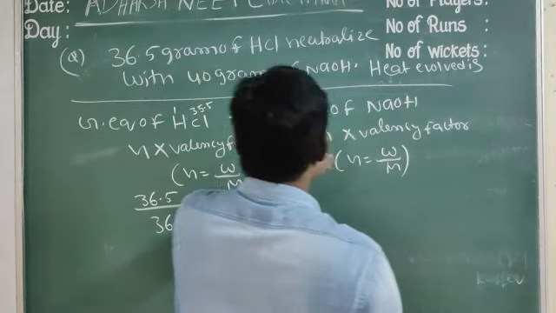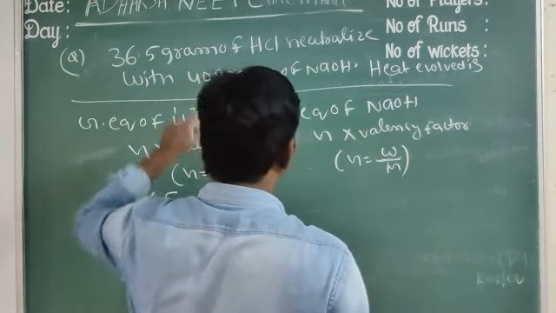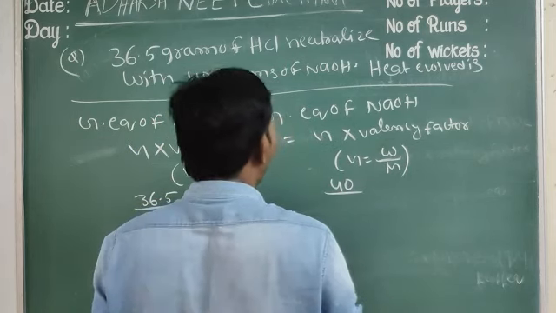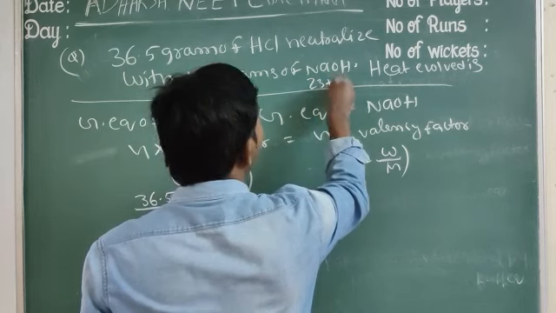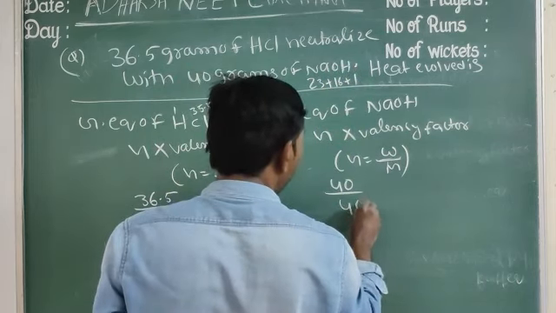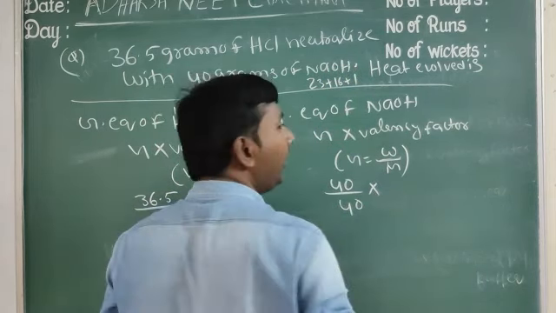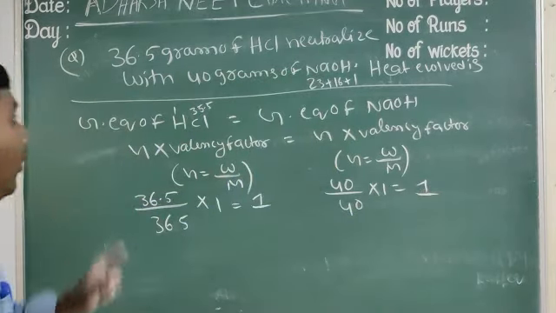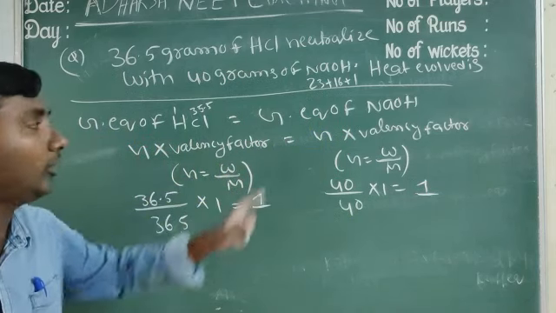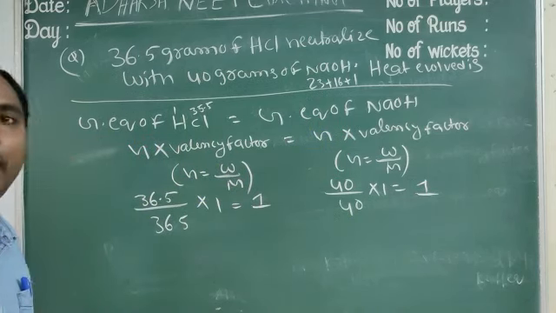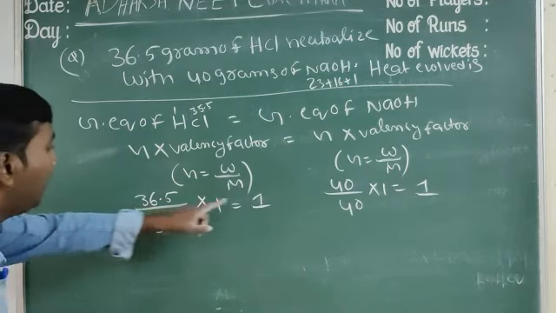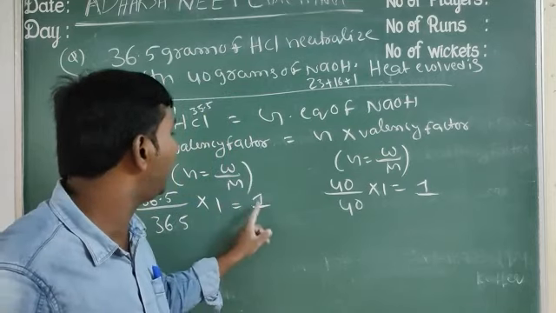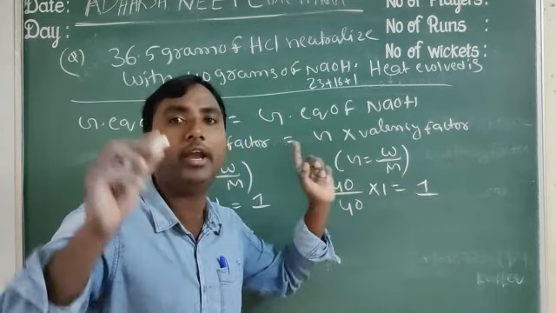Next, the number of moles of NaOH. How many grams? 40 grams. So weight 40 divided by the NaOH molecular mass, 23 plus 16 plus 1, which is 40. NaOH is a monoacidic base, so the valence factor is 1. That means 1 gram equivalent of HCl equals 1 gram equivalent of NaOH. Finally we got 1 gram equivalent of each from the given data.